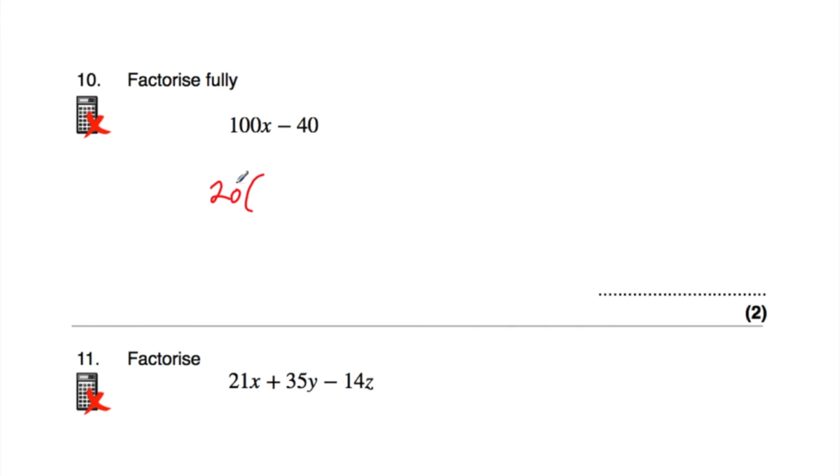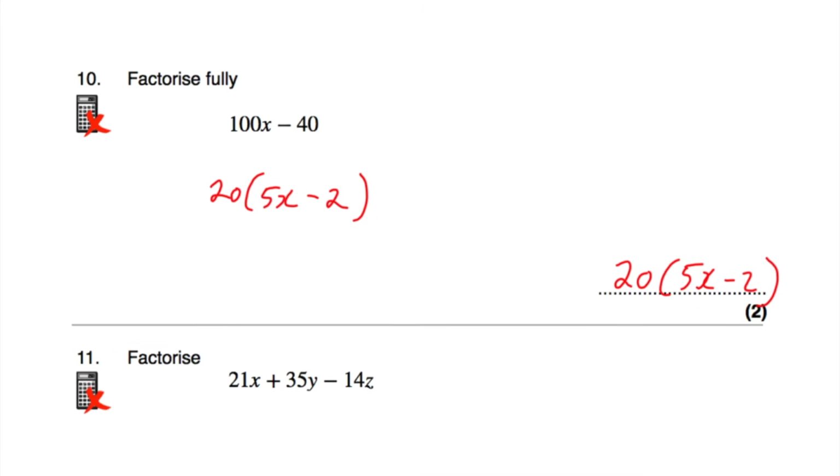So 100x divided by 20, well, 100 divided by 20 is 5, so that'll be 5x. Then we've got our subtract, and 40 divided by 20 is 2. So our answer would be 20, open brackets, 5x, minus 2, close brackets. And that's it. Okay, let's have a look at our next question, question number 11.